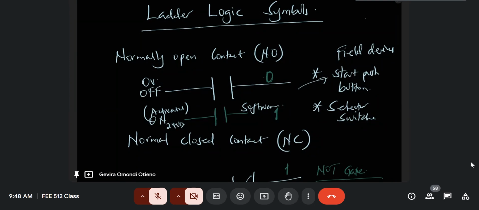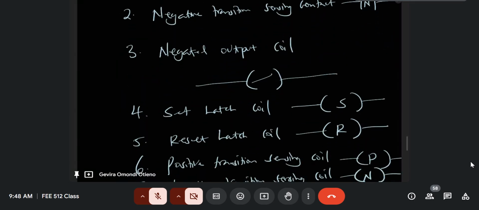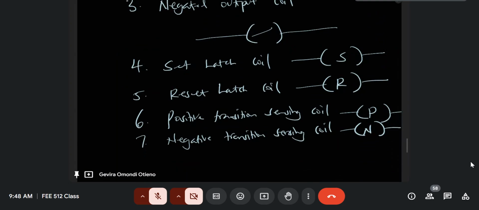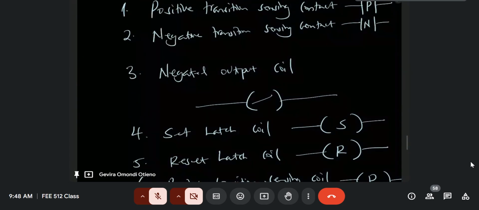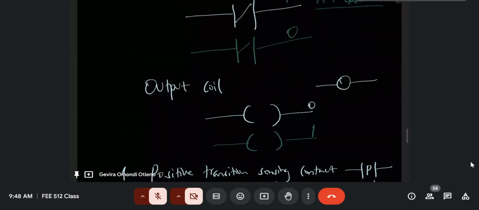So these are the major, there are several other ladder symbols, by the way, several others. We've not even included timers, we've not included counters, but those ones are special ones. We'll talk about them in the second phase of our study. For now, we need to understand the basic ones and how they operate. So these are the symbols that we use in our typical ladder diagram construction.